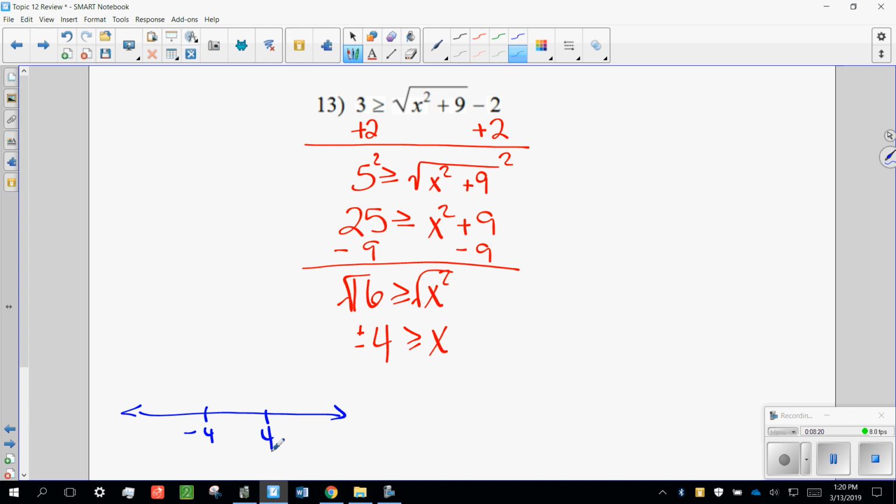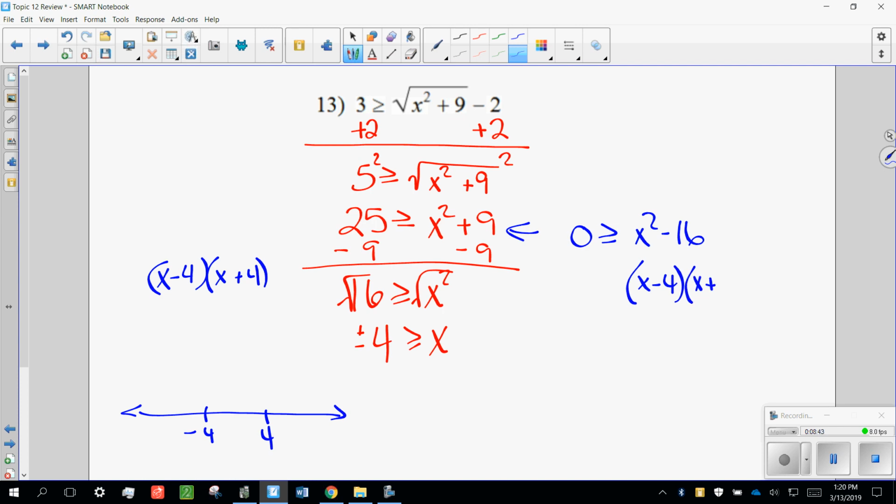And let's look at our two zeros. So we've got x minus 4. I think this is easier to see if we factored it. X plus 4. So over here, if I moved the 25 to the opposite side, I would have 0 greater than or equal to x squared minus 16. I could factor that as x minus 4, x plus 4. So I got my two zeros there.